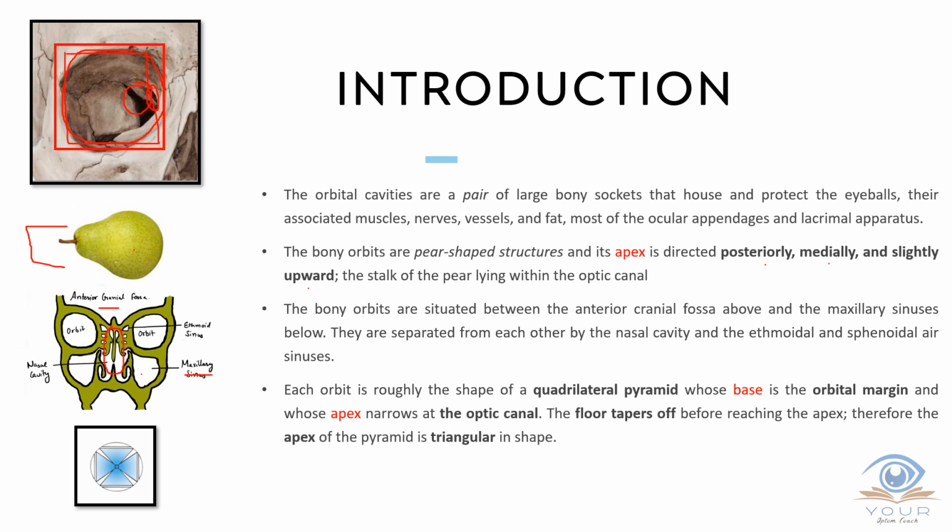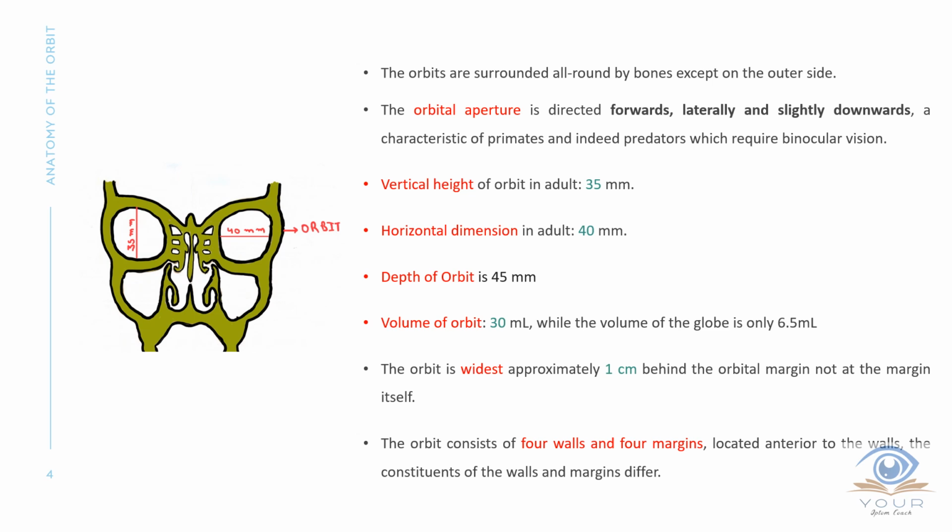This here is the apex. The floor tapers off before reaching the apex. Therefore, the apex of the pyramid is triangular in shape. The orbits are surrounded all round by bones except on the outer side. The orbital aperture is directed forwards, laterally, and slightly downwards. So this is another MCQ point, which is a characteristic of primates and indeed predators who require binocular vision.